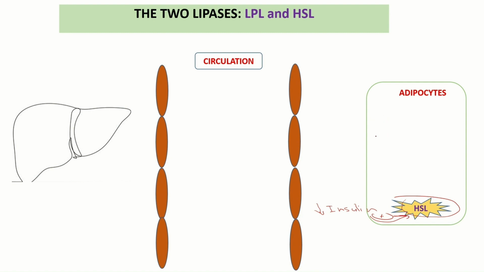What happens is pretty simple. During starvation state, HSLs inside the adipocytes are activated due to low insulin levels. They hydrolyze the TGs that are inside the adipose tissues, converting them to fatty acids and glycerol, and dump them into the circulation.